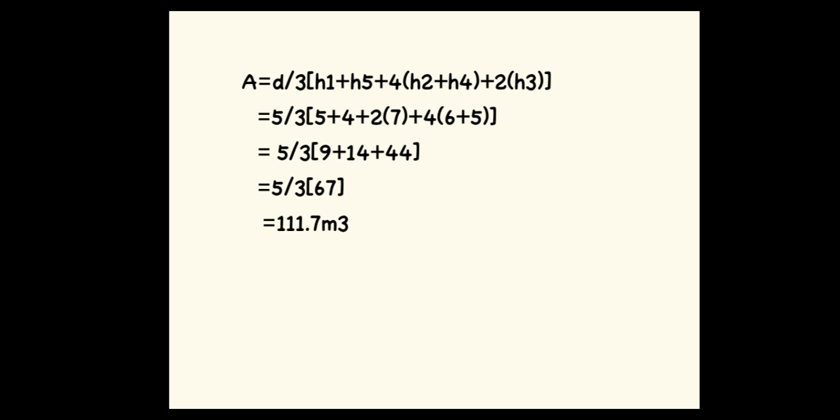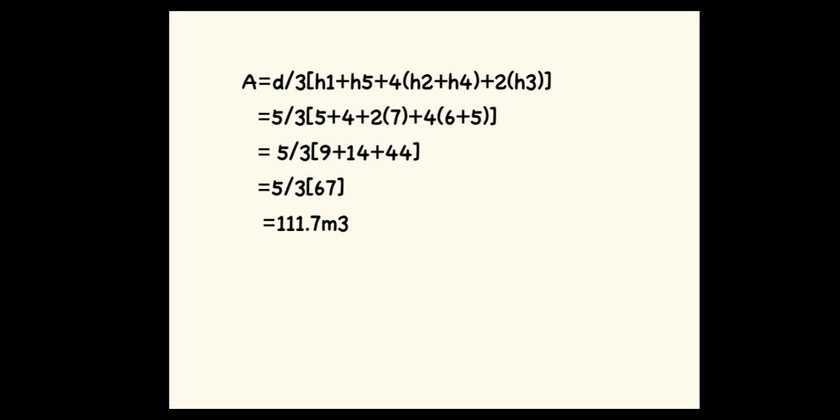You put this, area is equal to b minus a over 3 times h sub 1 plus h sub 5 plus 4 times h sub 2 plus h sub 4 plus 2 times h sub 3. So, 5 over 3 times 5 plus 4 plus 2 times 7 plus 4 times 6 plus 5.